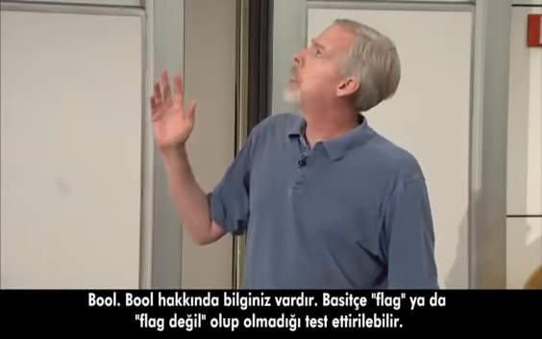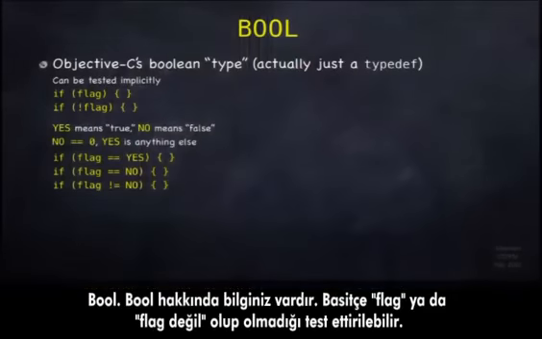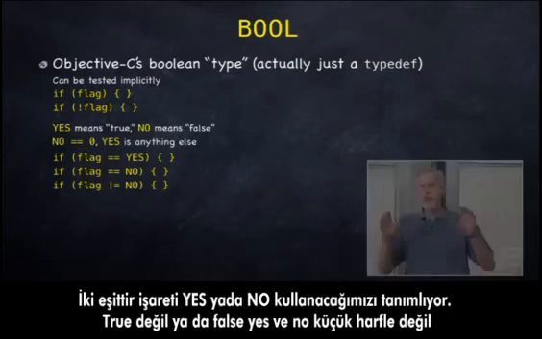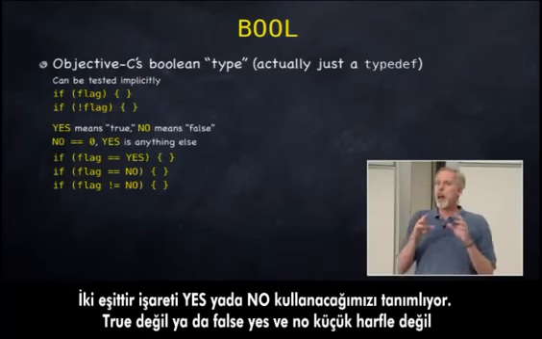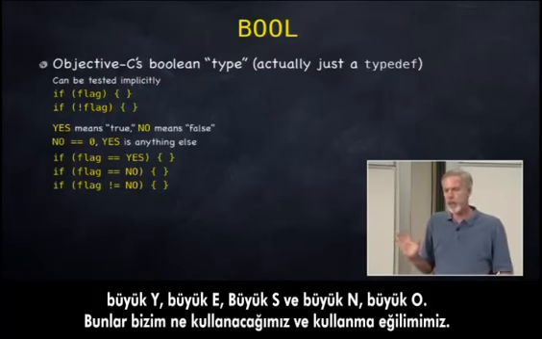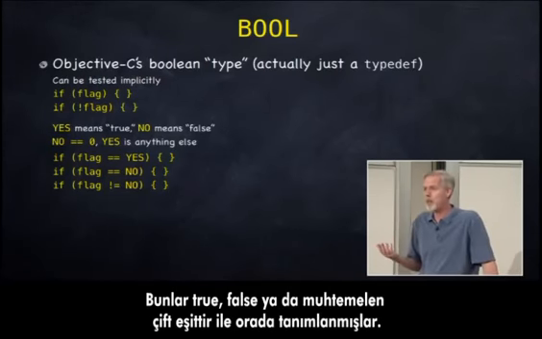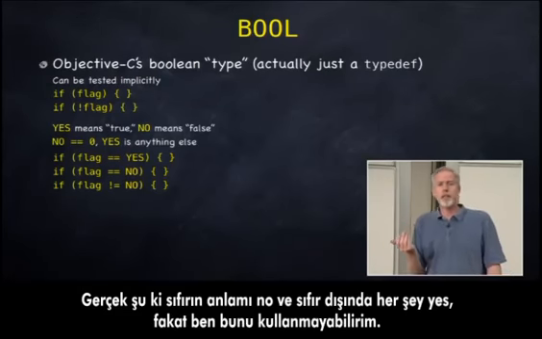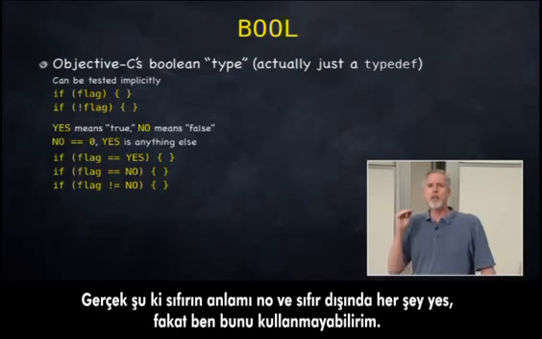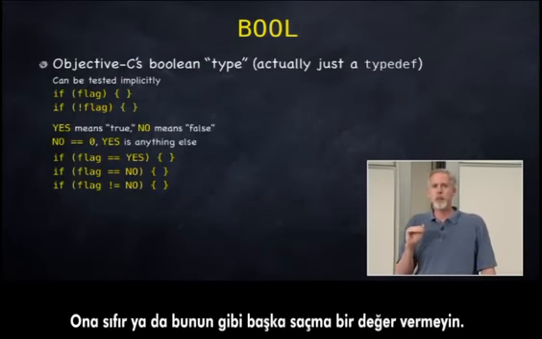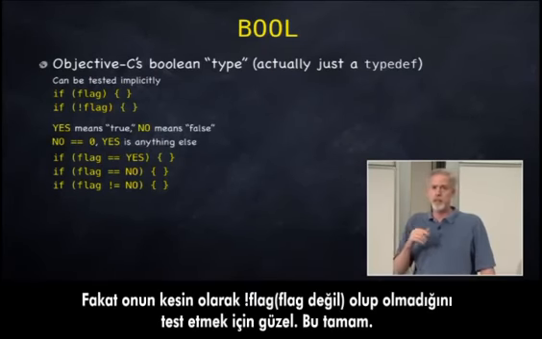BOOL, you know about BOOL. It can be implicitly tested: if (flag), if (!flag). The two #defines we use are YES and NO, not true and false, not lowercase yes and no, capital Y, E, S, and capital N, O. That's the convention. The reality is 0 means NO, and any non-zero means YES, but I would not use that. If you're having a BOOL variable, it should only have the value YES or NO. Don't give it any other wacky values. But it's okay to implicitly test it, if (!flag).